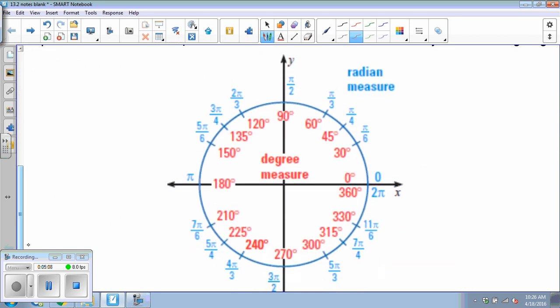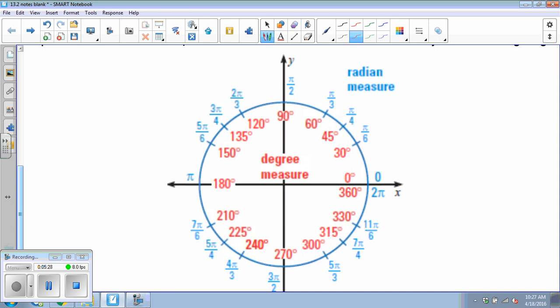Now, if you didn't copy this down, don't worry about it. You don't have to memorize this. You will later in pre-cal. In pre-cal, you will have quizzes on this, because this unit circle is very important.